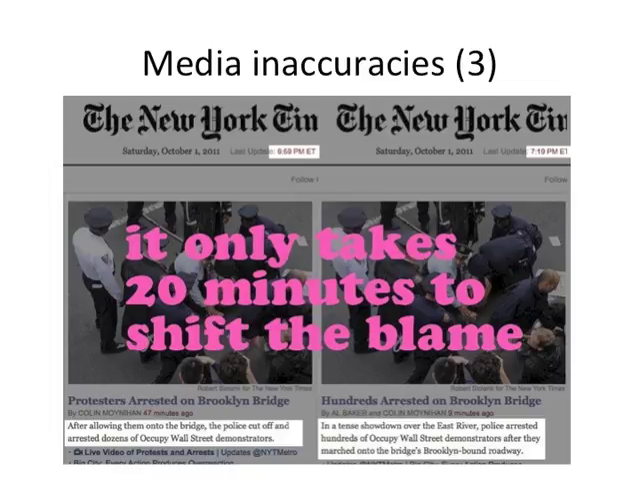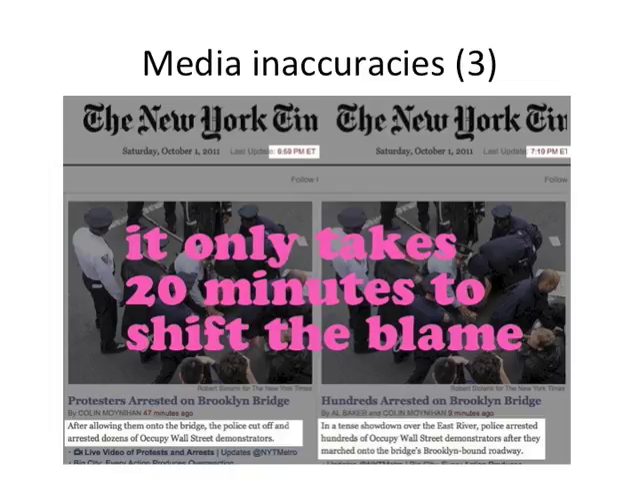So this one's a little hard to read, so I'll read it to you. On the left, again, these are two articles in the New York Times that come out online. One is at 6:59 on October 1st, and one is at 7:19 on October 1st. So really close in time, and both have the same exact look. On the left, it says, after allowing them onto the bridge, the police cut off and arrested dozens of Occupy Wall Street demonstrators. On the right, in a tense showdown over the East River, police arrested hundreds of Occupy Wall Street demonstrators after they marched onto the Brooklyn Bridge.